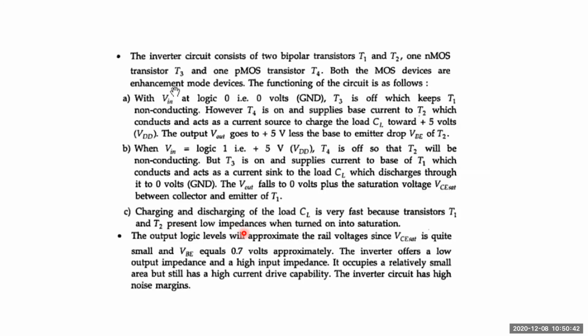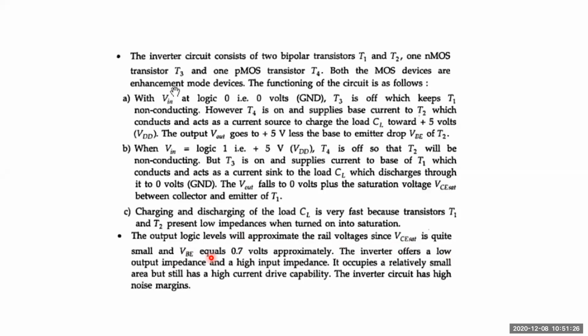Coming to the next point, the output level equals the saturation voltage between collector and emitter. If this is very small, then what happens? The base emitter voltage is almost equal to 0.7 volts. If the base voltage is equal to 0.7 volts in the case of a BiCMOS inverter, the inverter offers a very low output impedance and high input impedance. Remember this one now. Whenever VB is equal to 0.7, the inverter will have low output impedance and high input impedance. This is a very important objective.